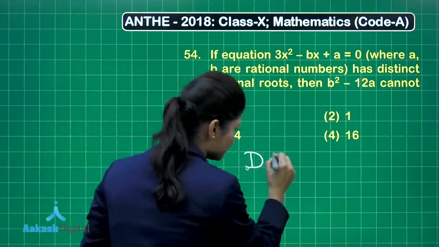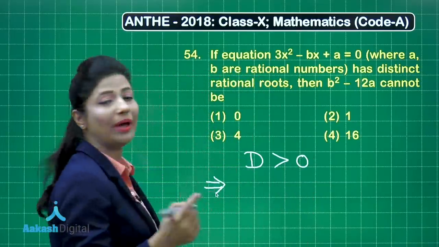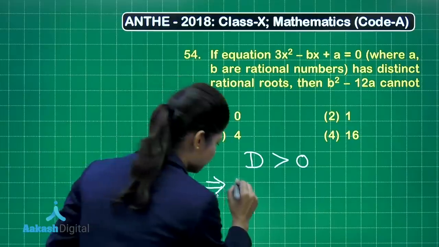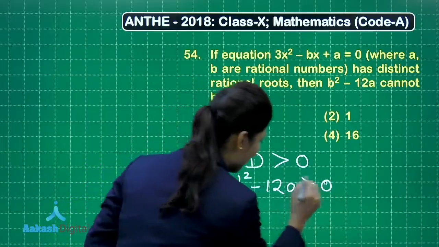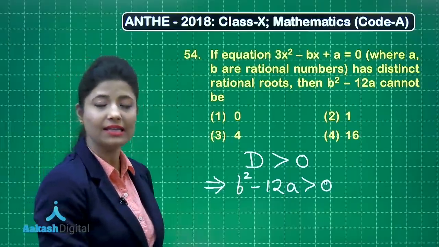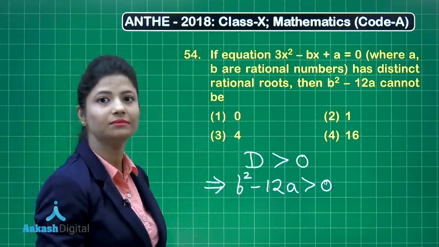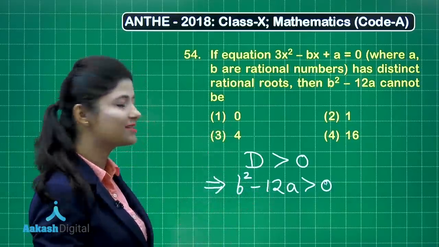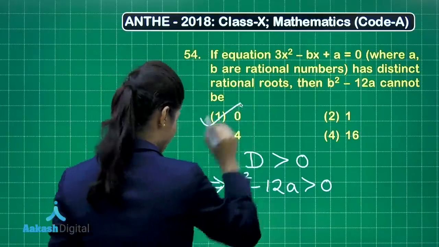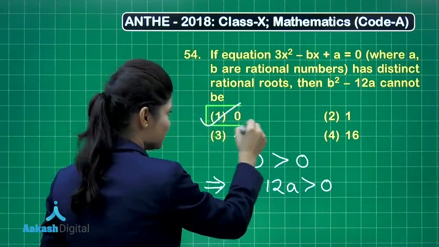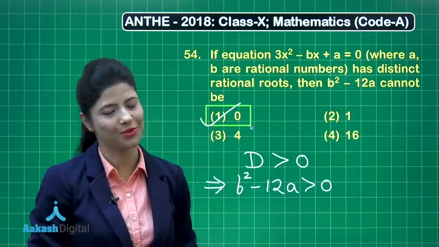That means its discriminant is greater than 0. Discriminant is b square minus 4ac. In this case, that will be b square minus 12a. So as b square minus 12a is greater than 0, which of these cannot be the value of this expression? That is clearly 0, because this quantity is greater than 0. So the correct answer for this question is option number 1. I hope it is clear. Let's proceed ahead to our next question.